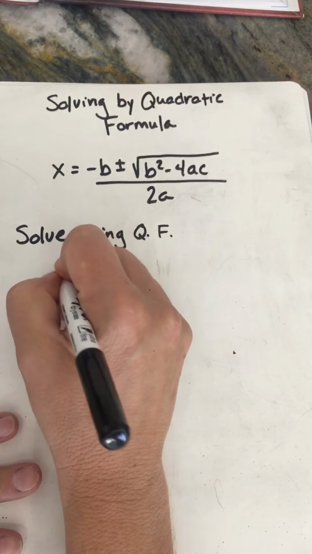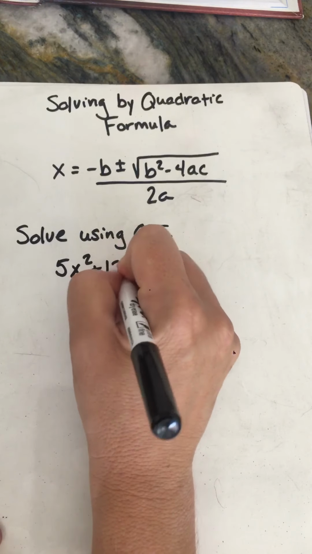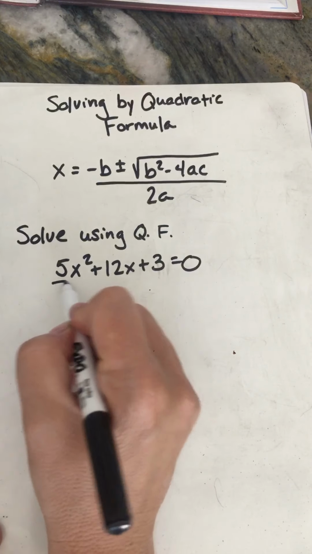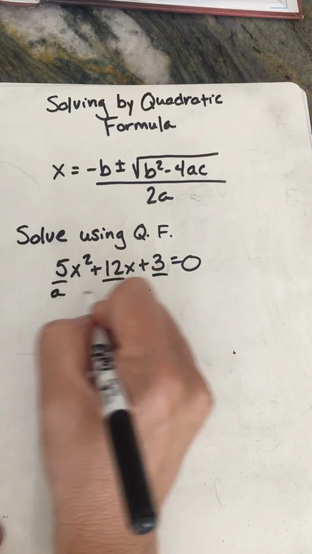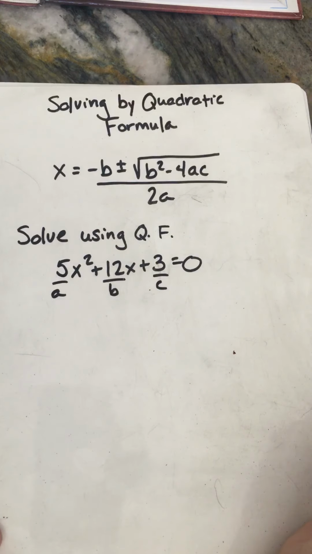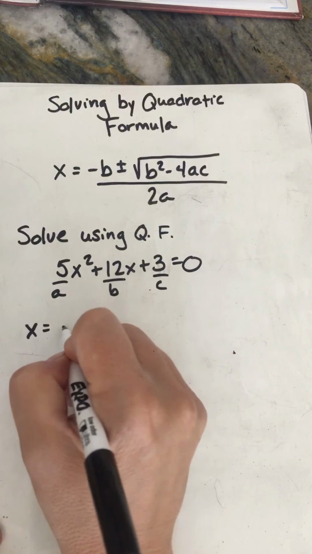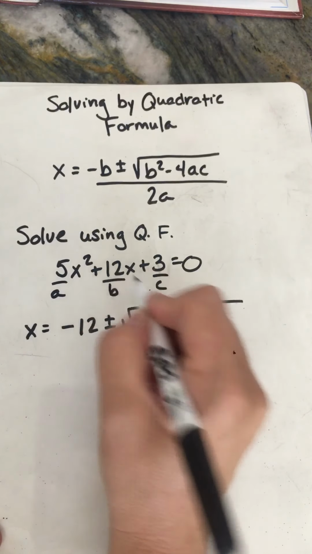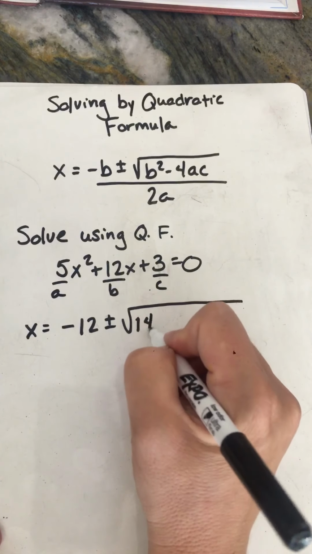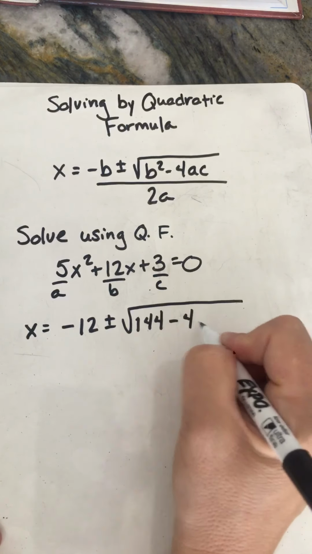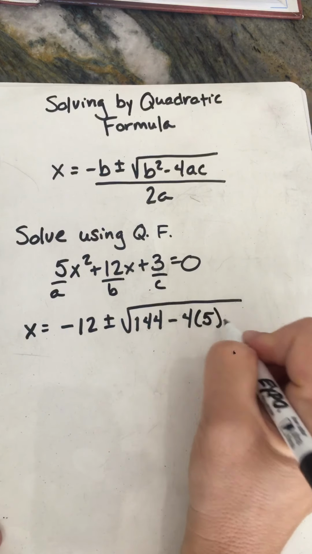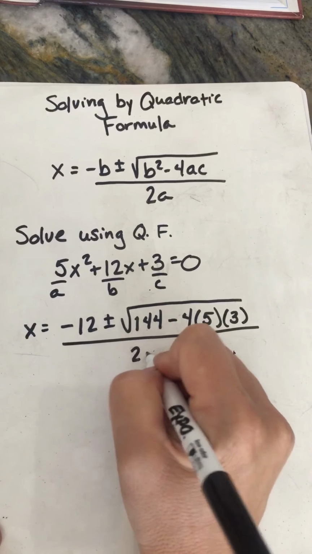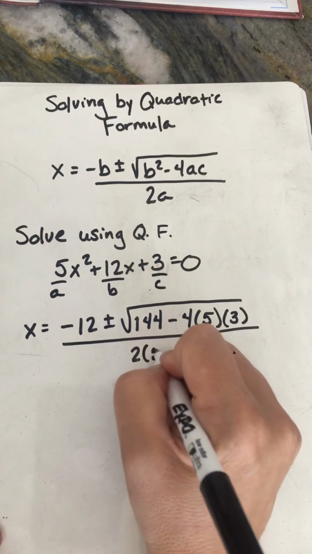Okay, here we go. We've got 5x squared plus 12x plus 3 equals 0. So there is your a, your b, and your c. So here we go. x equals negative b, which is 12, plus or minus the square root of b squared. Are you okay if I put 144? It's 12 squared, minus 4 times a, which is 5, times c, which is 3, all over 2 times a, which is 5.